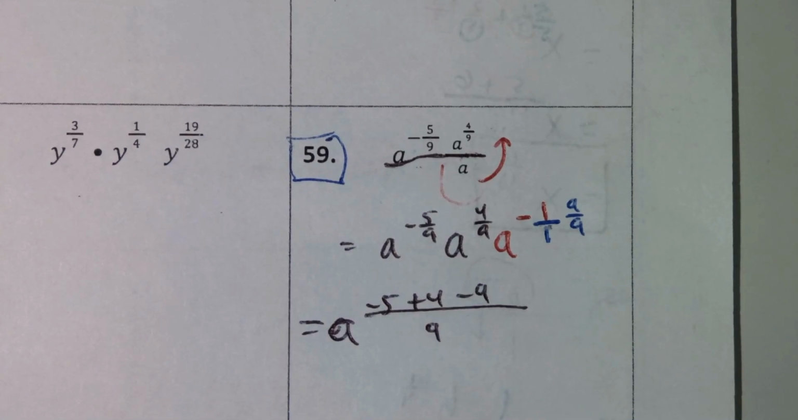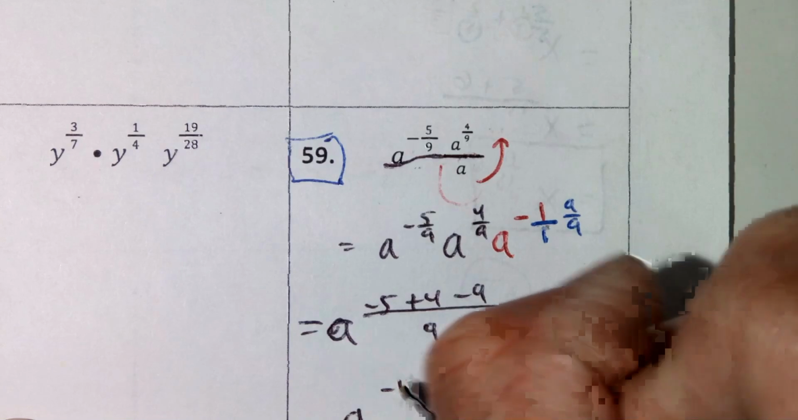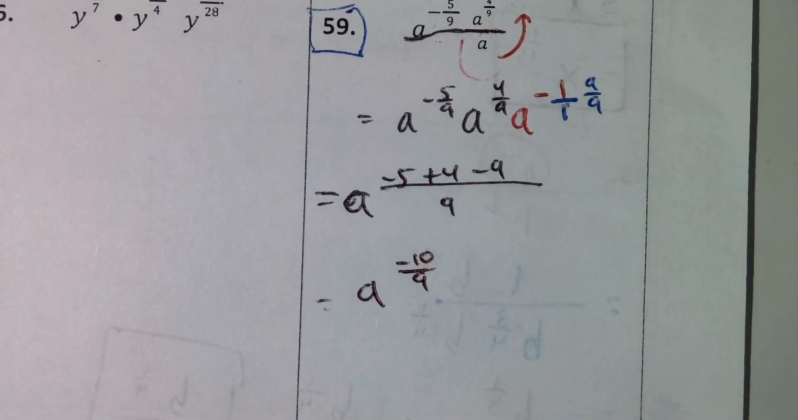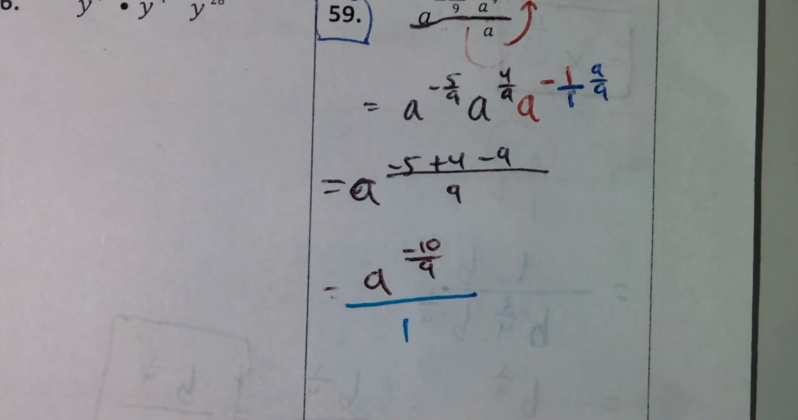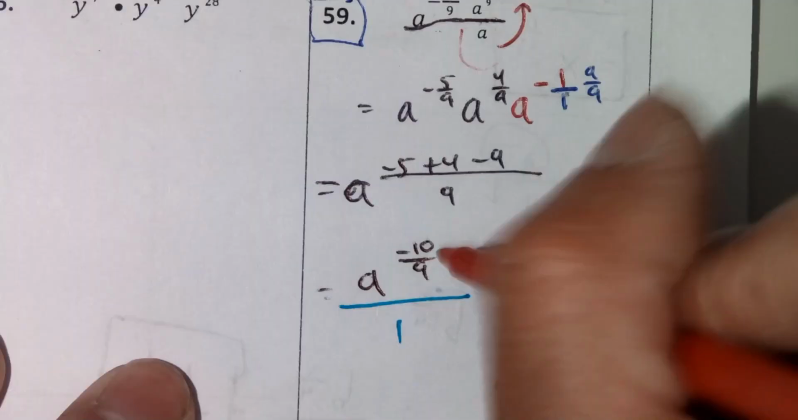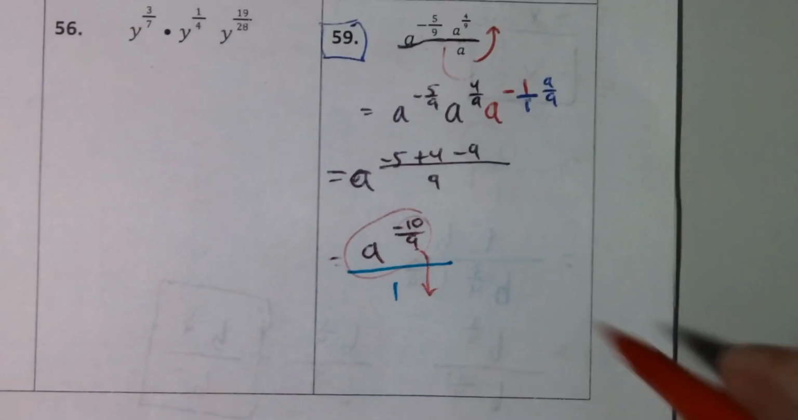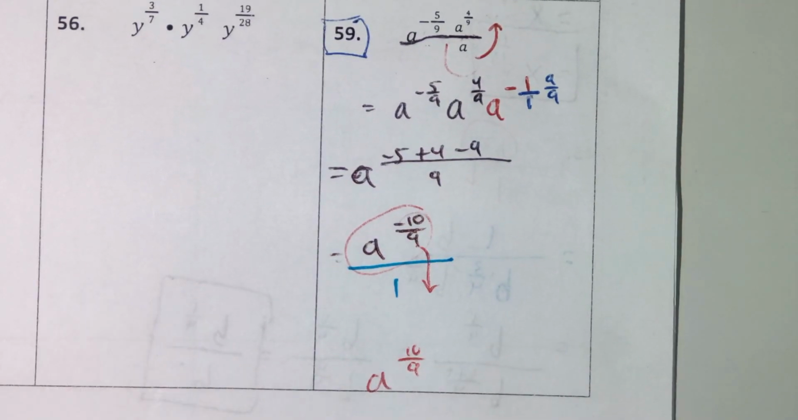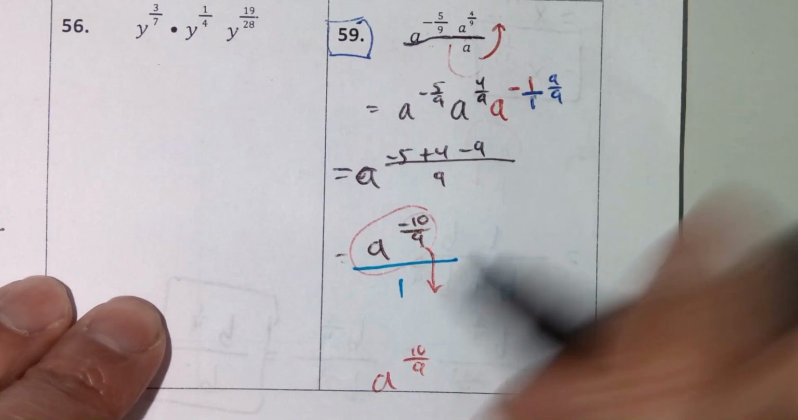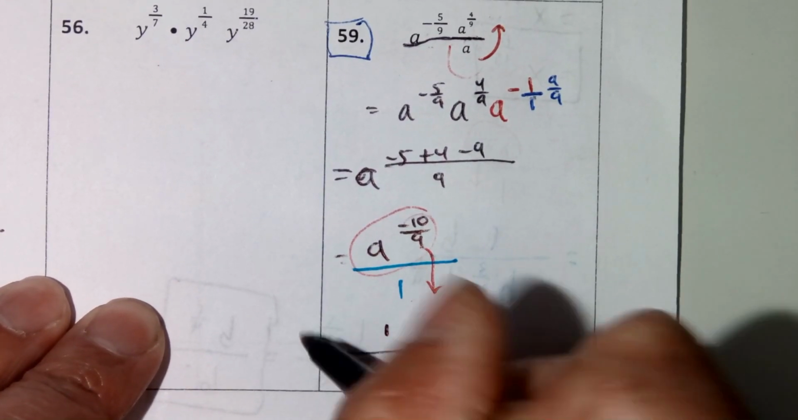Now we can add, because all the denominators are the same, a to the negative 10 ninths. Okay, can't have a negative here. So let's just put it over 1. Move it all downstairs. Remember, the temptation is you think the answer is a to the 10 ninths, but you had something left in the upstairs, so you're going to put it 1 over. Okay, and there's my answer.